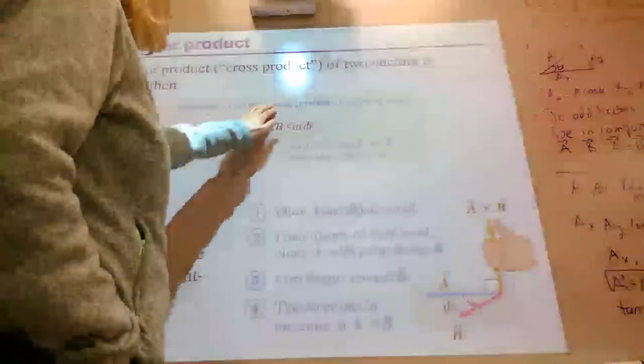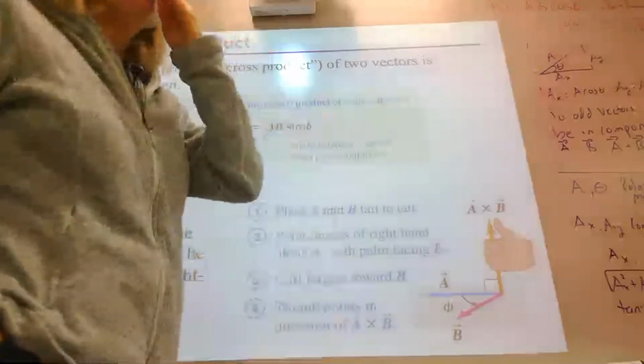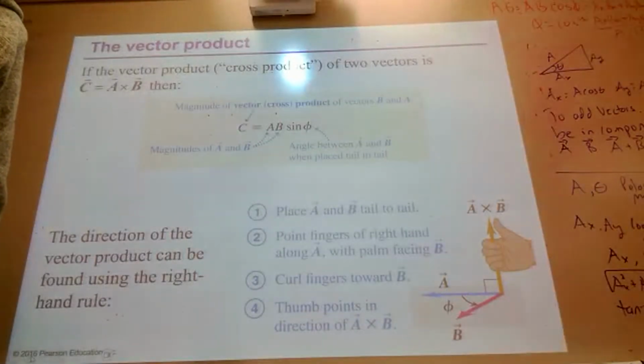The magnitude of the vector cross product is the magnitude of A times the magnitude of B times the sine of phi. So instead of doing cosine, we're doing sine. Now, I mentioned before that torque was an example of this. And remember how we use sine for torque. We use cosine for work, we use sine for torque.